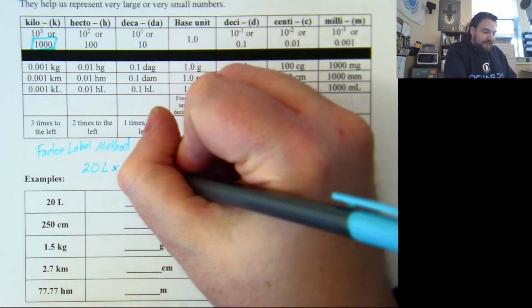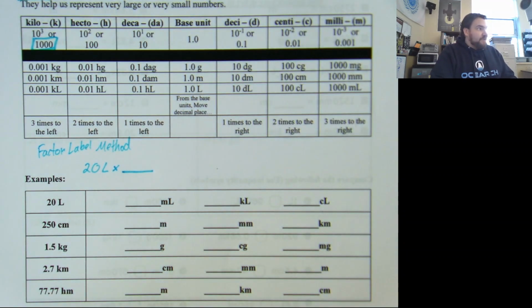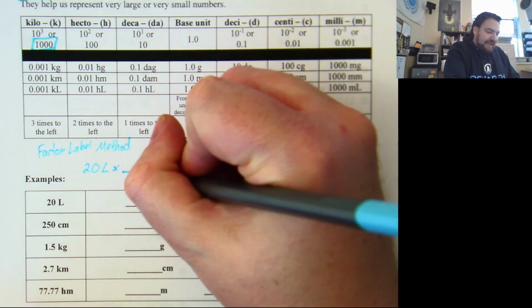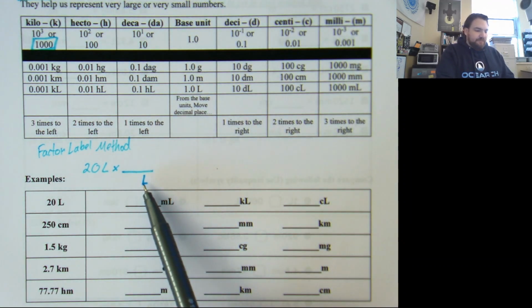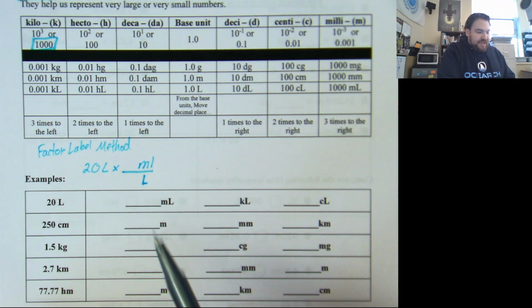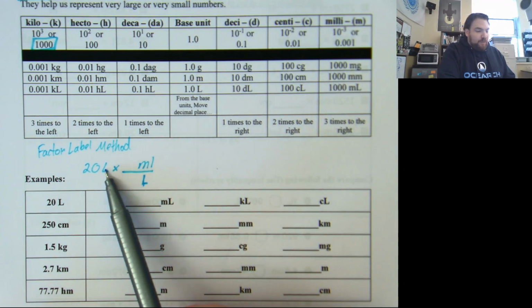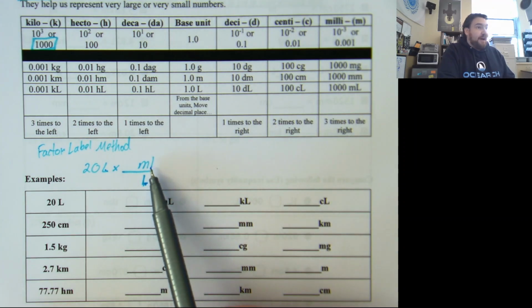So 20 liters, what we're going to do is we're going to treat it like a scale factor. We're going to use a scale factor conversion, like we've been doing, to convert this thing from liters into milliliters. Now, the thing that we're trying to cancel goes on the bottom. I want to get rid of liters, and I want to put it into milliliters. So the liters that was on top go on the bottom, and the new unit that I want goes up top.